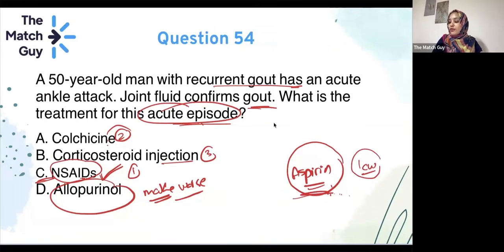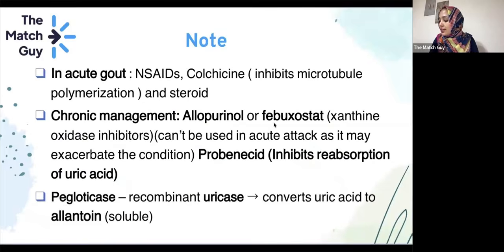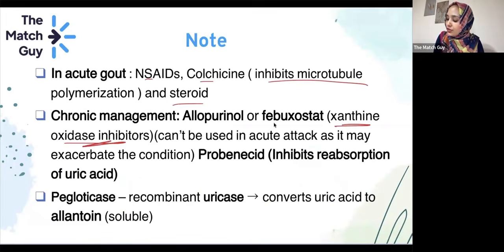So you avoid aspirin, and you avoid all of the medications that we give for prevention when we have an acute attack. Okay, let's take a look here. Like we said, NSAIDs, colchicine, which inhibits microtubule polymerization, so it's going to decrease the numbers of white blood cells. We have steroids as well. These are xanthine oxidase inhibitors. Like we said, we can't use these in an acute attack because it's going to make it much worse.